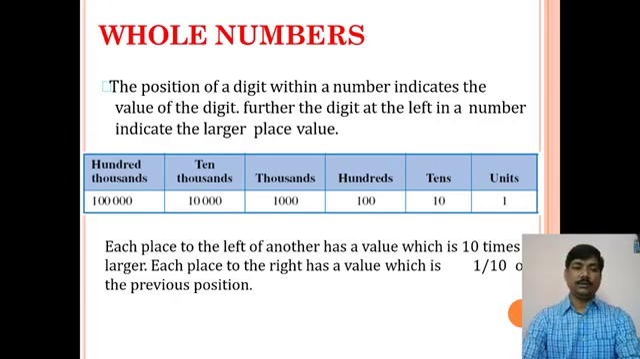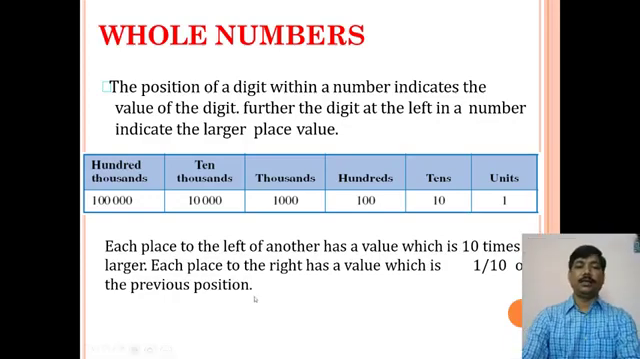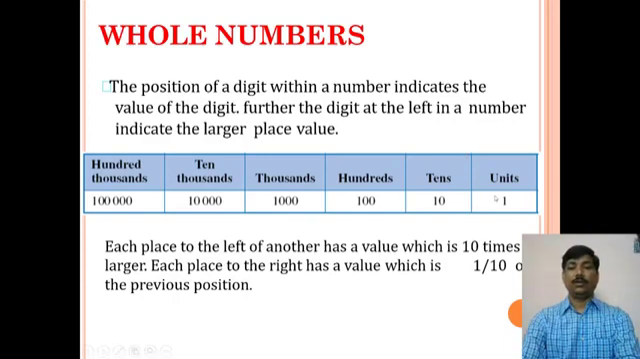As in whole numbers, the position of a digit within a number indicates the value of every digit of the number. Further, the left of the digit indicates a larger place value. As in the whole number, the digits are at the unit place, tens place, hundred place, thousand place, 10,000 place and so on.